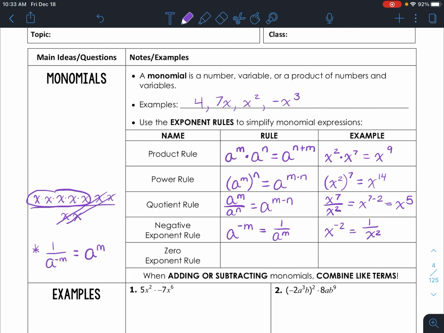Now we have the zero exponent rule. So any number to the 0 power is always 1. So if you had like 1,000,000 to the 0 power, it would be 1. So in this case, 7x squared to the 0 power is 1. So let's look at some examples.